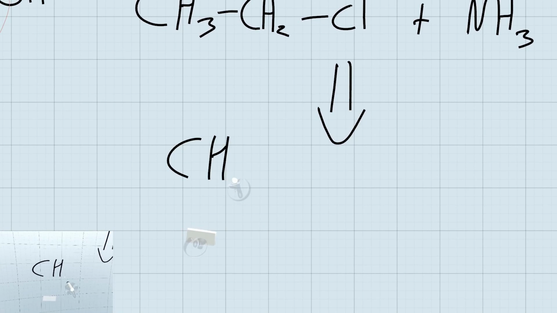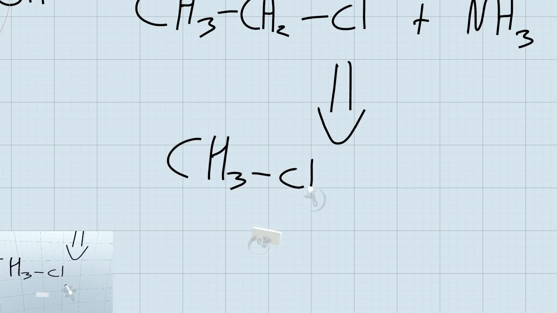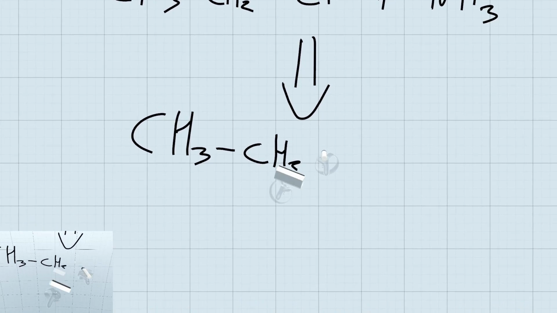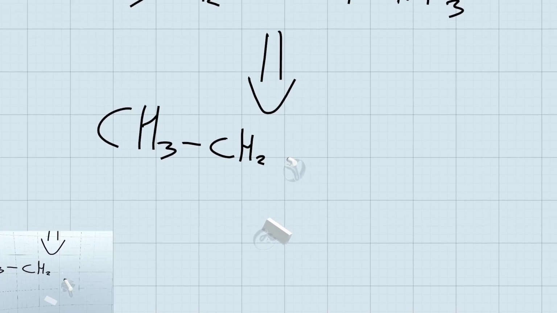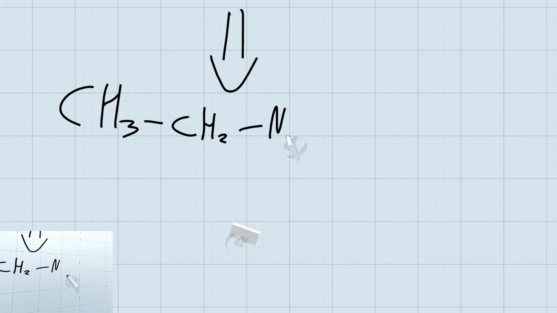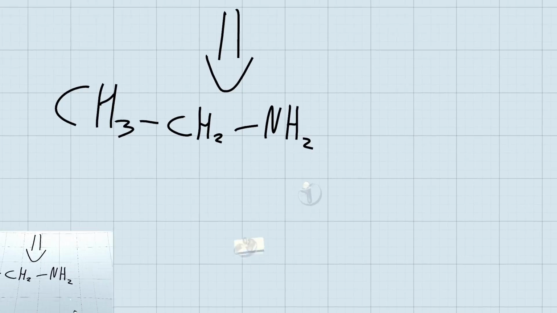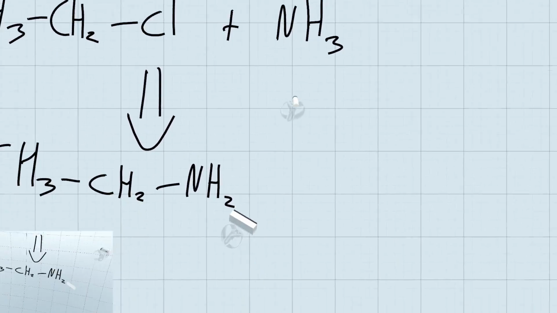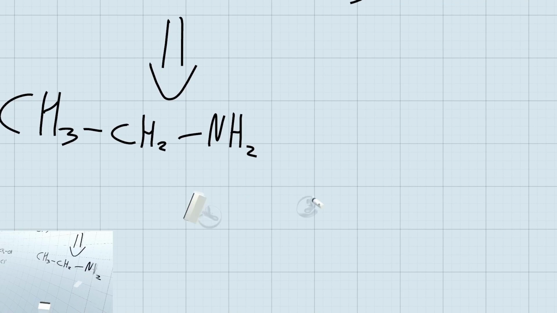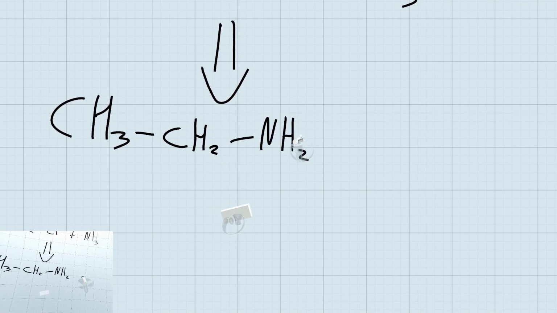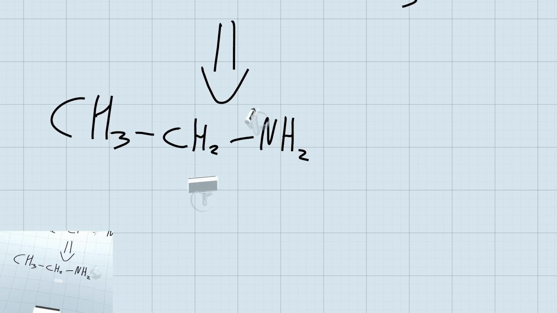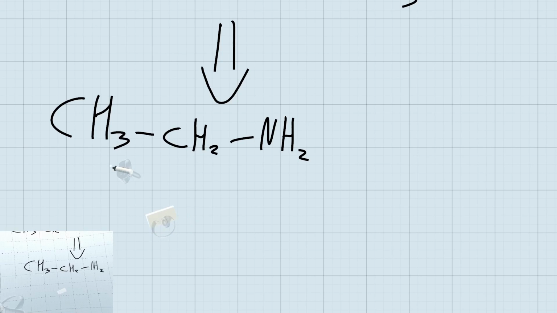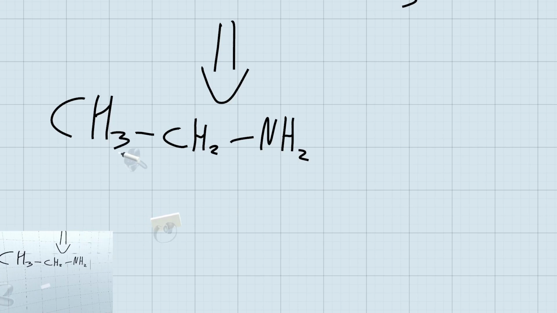CH3 CH2, and it forms an amine group. An amine group is NH2. So we go from ammonia, which is NH3, to an NH2. So in the process of forming this amine, our ammonia will lose a hydrogen and bond to our carbon here. So we now have an amine over here and our ethane over here, right?